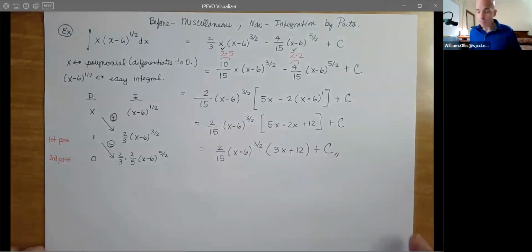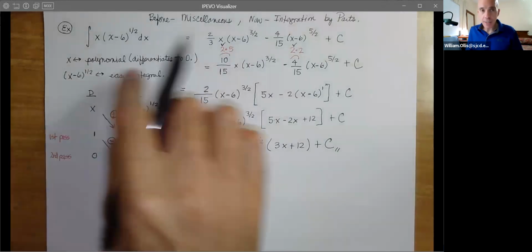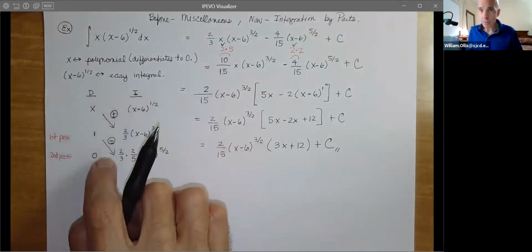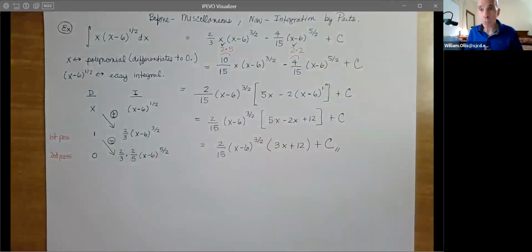Now, like I said before, don't put any constants in this work. Put the constant at the end. We will do some definite integrals with this, but we have to get good at this.